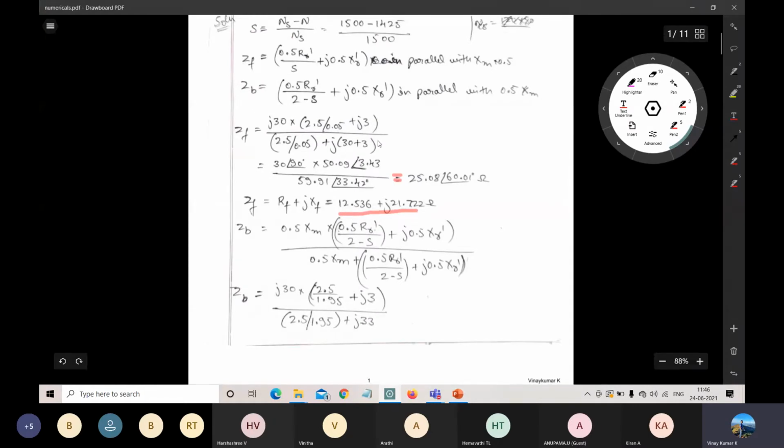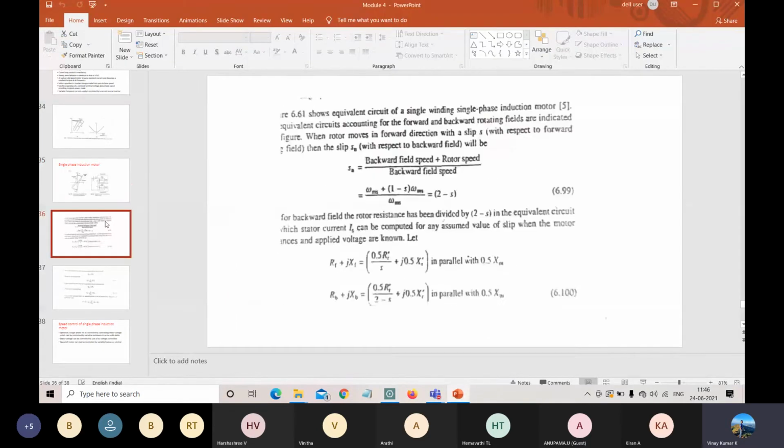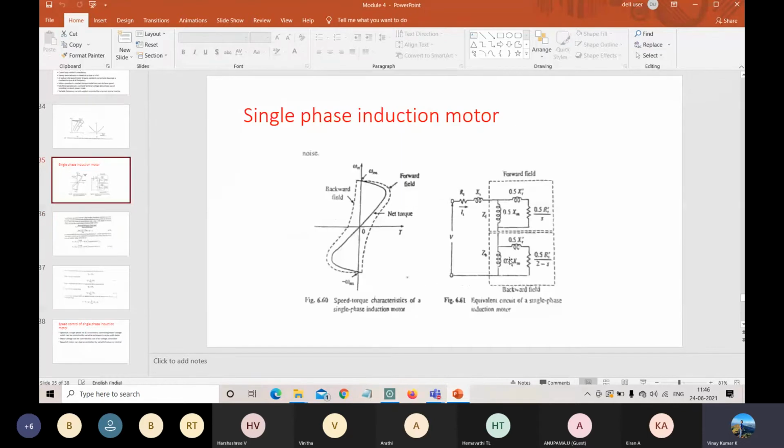ZB is 0.5 RR dash by 2 minus S. Previously we were using S, now 2 minus S, plus 0.5 XR dash in parallel with 0.5 XM. So this is the thing. So 0.5 XR dash plus 2 minus S, these two in parallel with 0.5 XM. So that's the same thing.